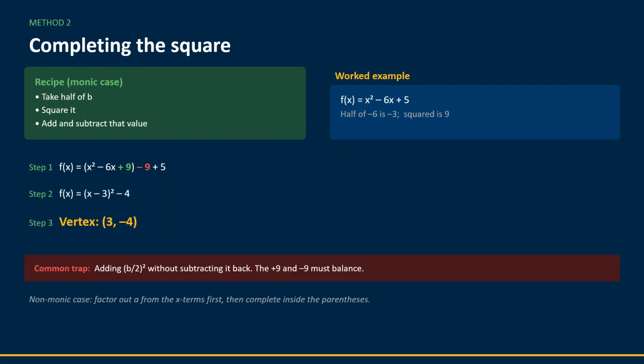The non-monic case, where the leading coefficient is not 1, requires an extra step. Factor it out first, then complete the square inside the parentheses.